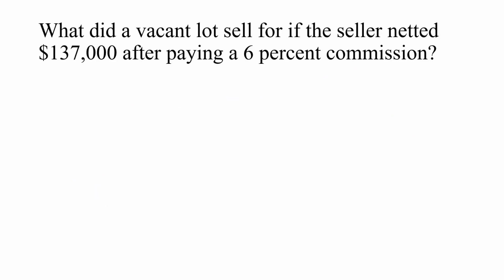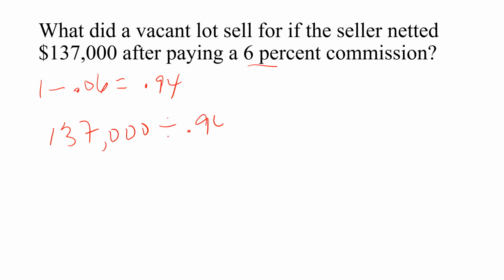What did a vacant lot sell for if the seller netted $137,000 after paying a 6% commission? Let's start with our commission. So 1 minus 6% or 0.06 leaves us with 0.94. So 137 divided by 0.94 to see how much we need to mark up is 145,745.